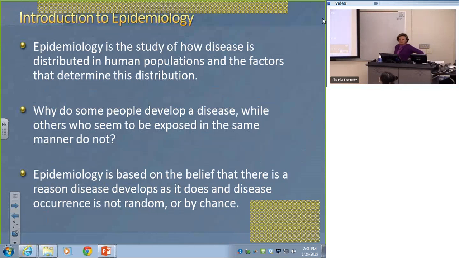Epidemiology is a study of how disease is distributed in human populations and the factors that determine this distribution. Why do some people develop a disease, while others who seem to be exposed in the same manner do not? Epidemiology is based on the belief that there is a reason disease develops as it does, and disease occurrence is not random, and it does not occur by chance. And because of that, we have a science.